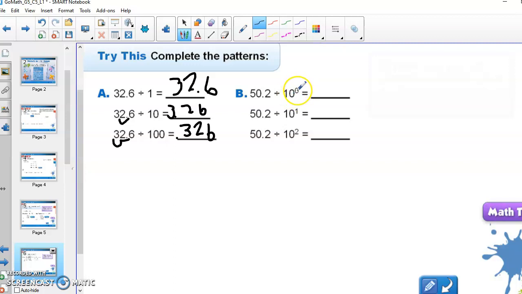In example letter B, we're dividing by 10 to the power of 0. I look at the exponent, it's a 0, so I'm not going to move the decimal at all to the left. So the answer is 5.02. If I divide by 10 to the power of 1, the exponent 1 tells me to move it to the left 1 time. So my answer is going to be 0.502. And if I have an exponent of 2, we're going to slide that decimal to the left 2 times. So our answer is going to be 0.0502.